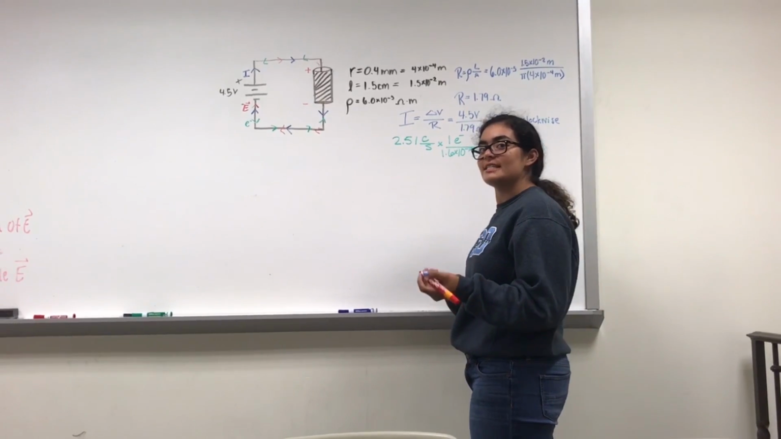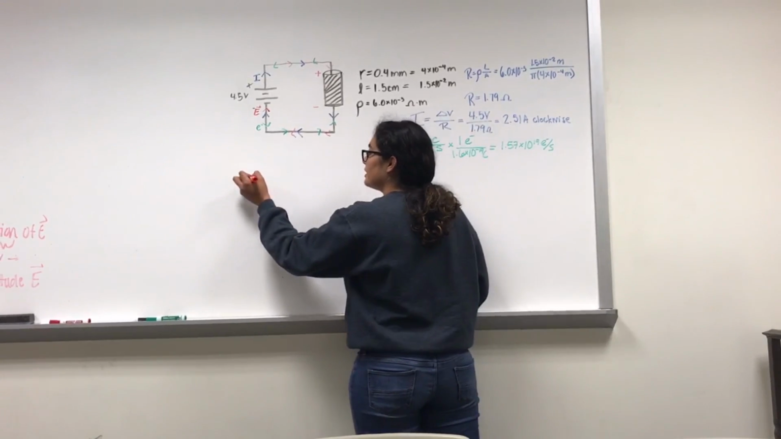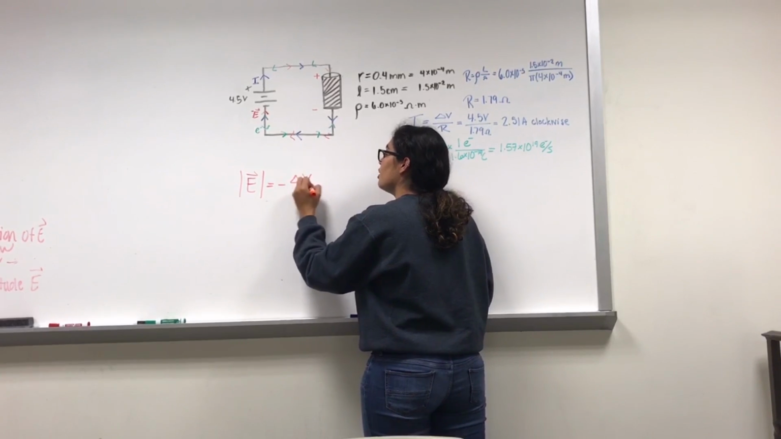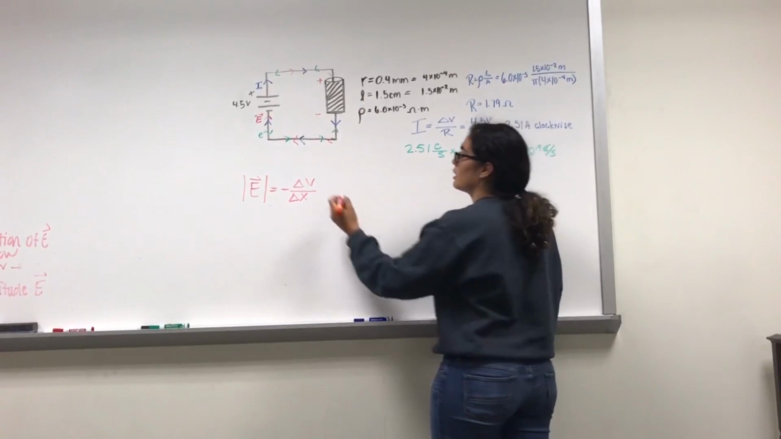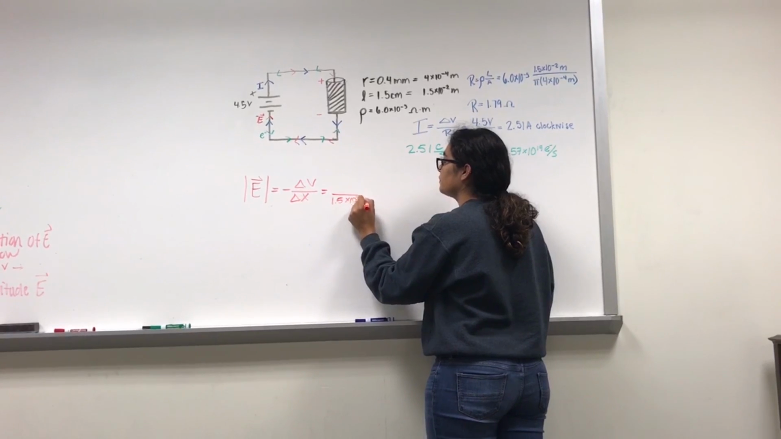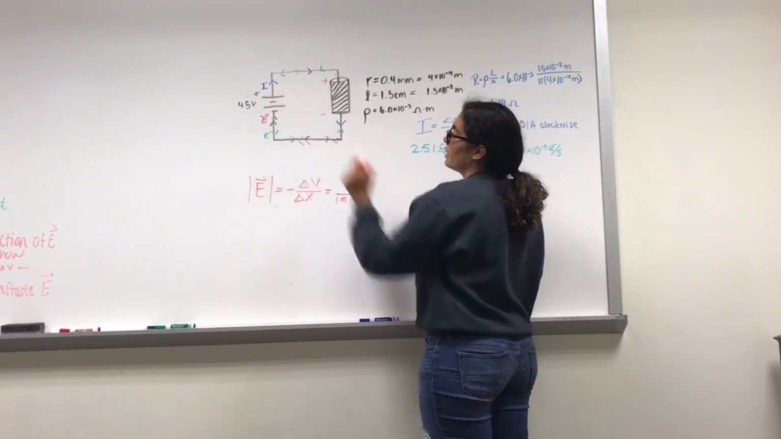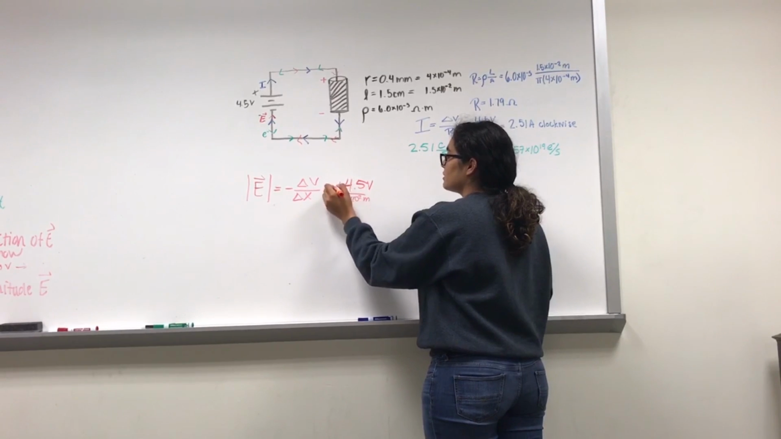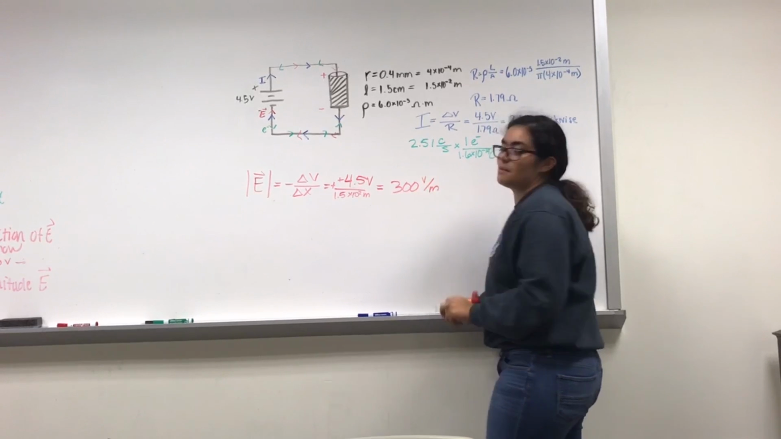So the last part of this question is asking about the magnitude of the electric field strength flowing through this circuit. So we know that the magnitude of electric field is equal to negative change in voltage over the change in distance. We know the change in distance, which is given by the length of our resistor, which is going to be 1.5 times 10 to the negative 2 meters. And we know the change in voltage based on the fact that the resistor is in parallel with the battery, which is going to be negative 4.5 volts. That cancels out the negative in front of the equation, leaving us with 300 volts per meter as the magnitude of our electric field.